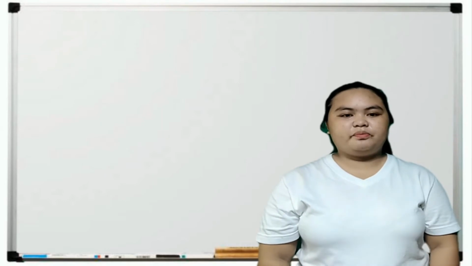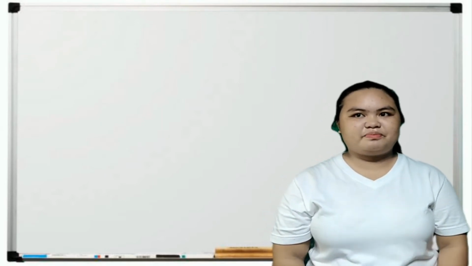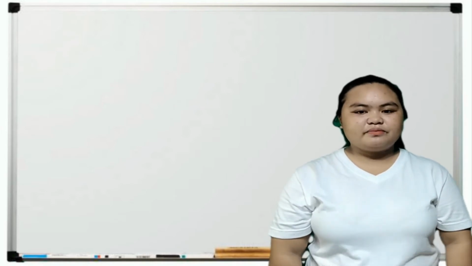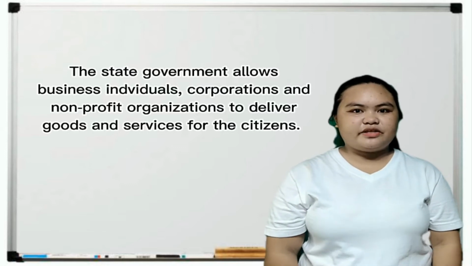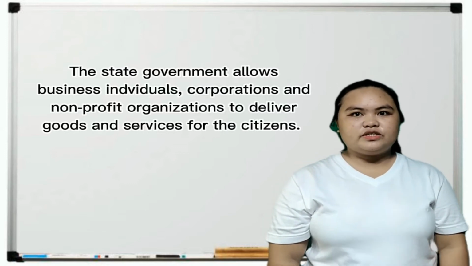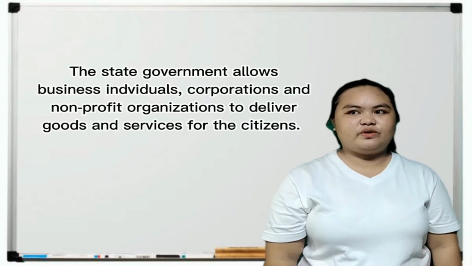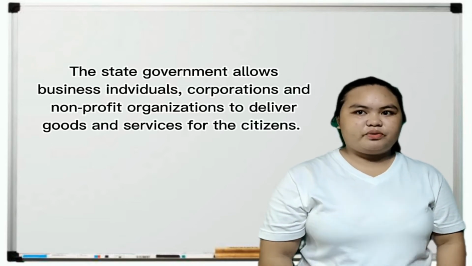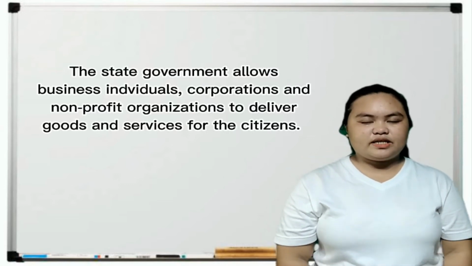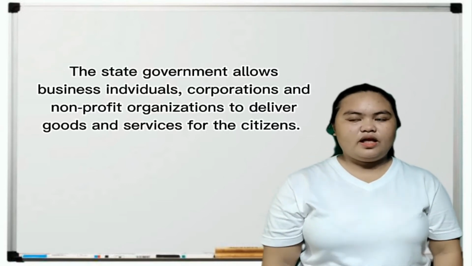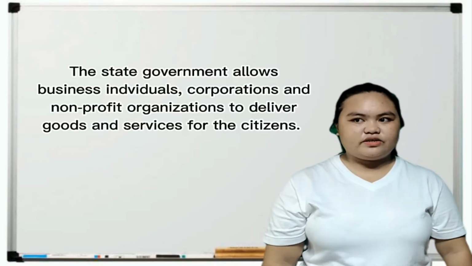Any state in the world forms its own government to meet the needs of its people. However, in most democratic societies, the state government allows business individuals, corporations, and non-profit organizations to deliver goods and services to the needs of the citizenry. The government is responsible for providing the necessities of its people, allocating all resources that meet the demand of its citizenry.